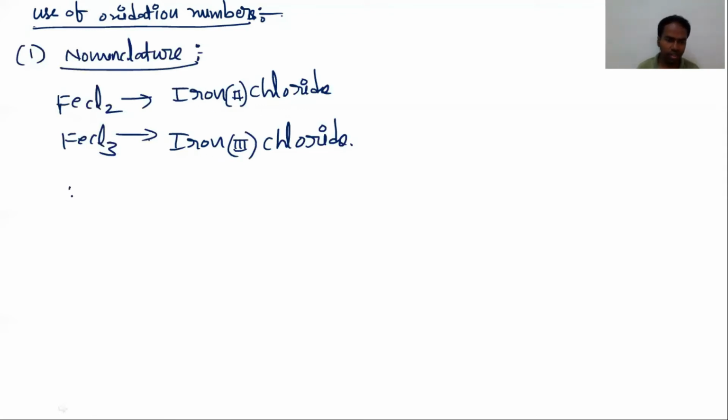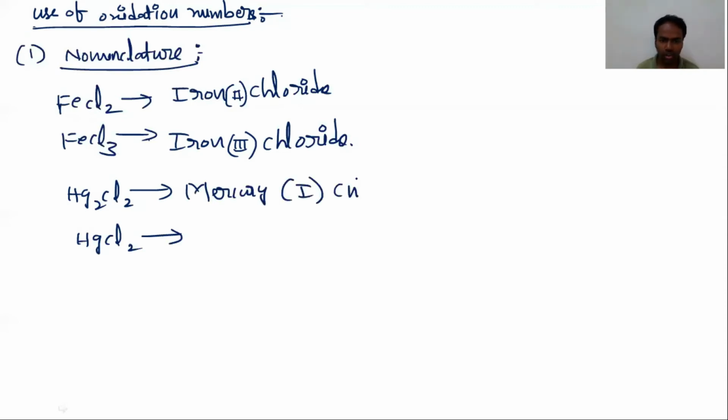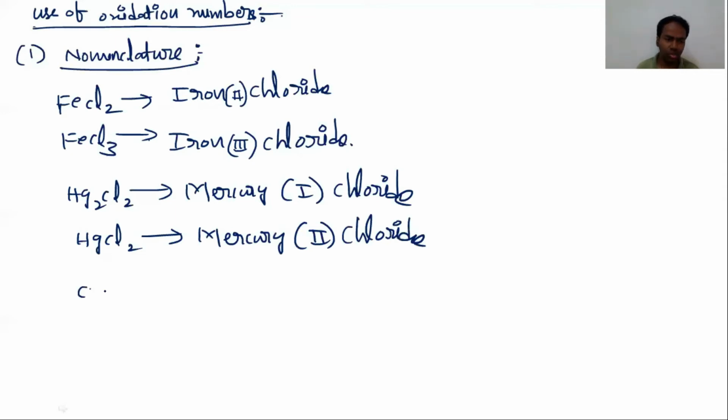In the same way, Hg2Cl2 is mercurous chloride, and HgCl2 is mercuric chloride. Otherwise, you can write mercury(I) chloride and mercury(II) chloride. In the same way, here CuCl and CuCl2. This is cuprous chloride, this is cupric chloride. Like that you can write. So that is the first use.